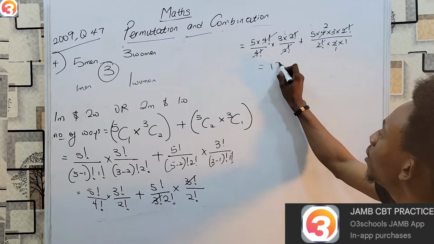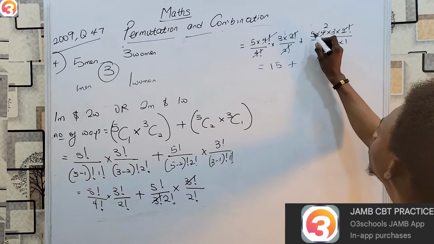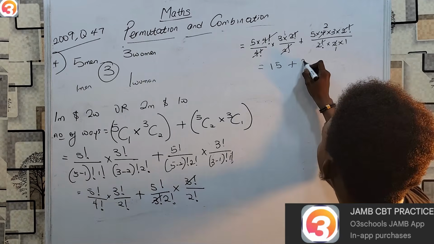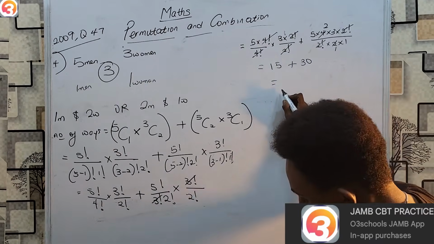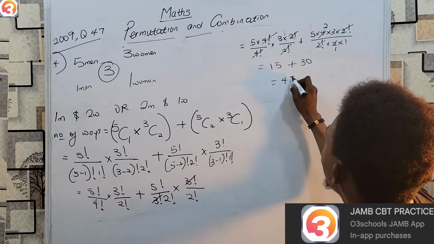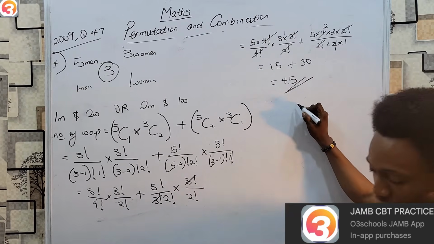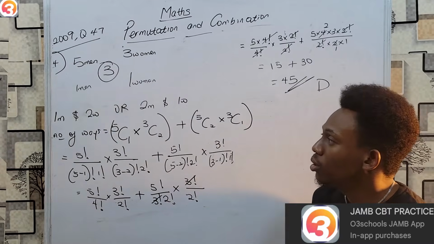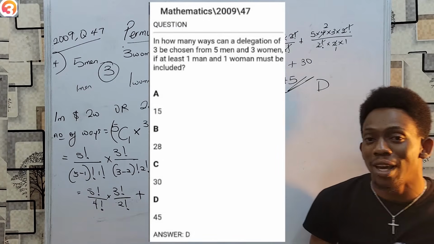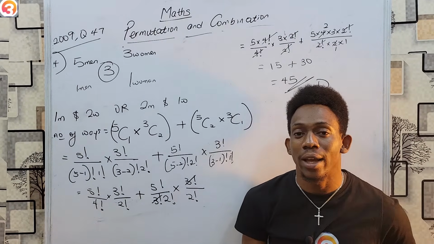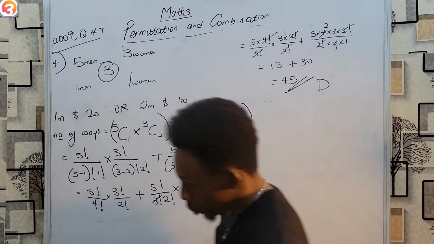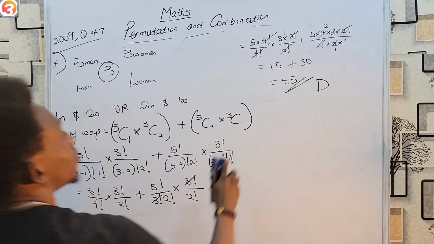5 times 3 is 15. And 5 times 2 is 10. 10 times 3 is 30. So 15 plus 30 is 45. And that is my option D. So this committee has 45 ways in which it can be formed. All right, so let's proceed.